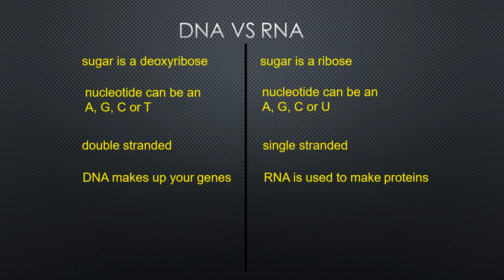So just a real quick review of RNA versus DNA. The first difference is the sugar that's used. In DNA, we have deoxyribose, and in RNA, we have ribose. Our nucleotides in DNA can be adenine, guanine, cytosine, or thymine. In RNA, we still have adenine, guanine, and cytosine, but this time we have uracil and no thymine. DNA is double-stranded, whereas RNA is single-stranded. And DNA makes up your genes, we'll talk about what that is, and RNA is used to make proteins.